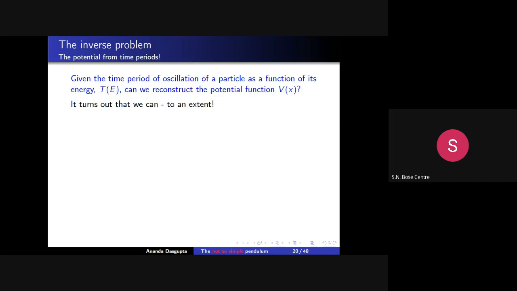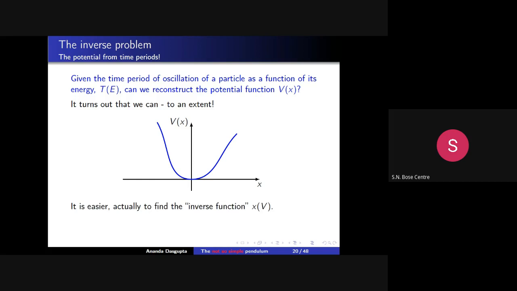Okay, it turns out that we can, to an extent, not exactly, but to a large extent, solve this problem. What we are trying to do is figure out V of x, right? This blue curve here. Our input is T of E. Suppose somebody has measured time for different time periods for different energies and given it to us. Now, it's actually easier to find the inverse function x of V.